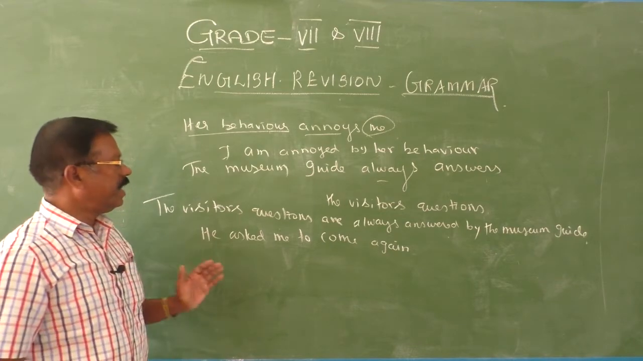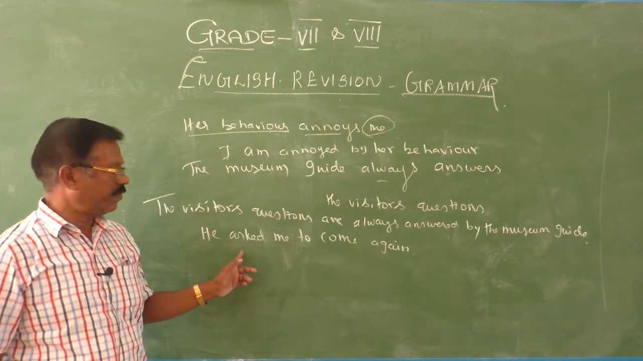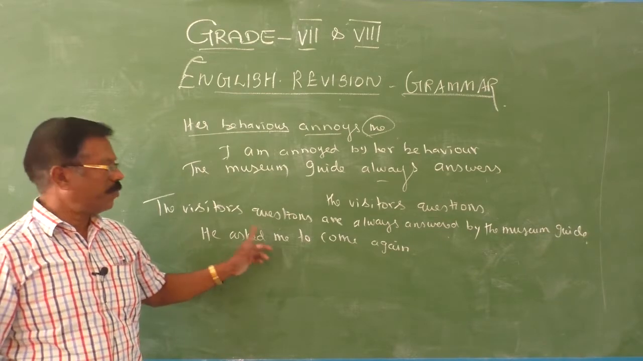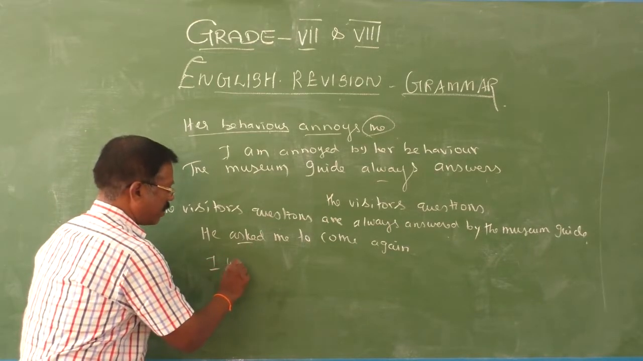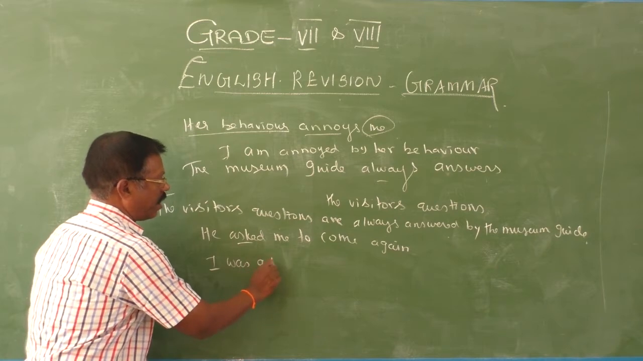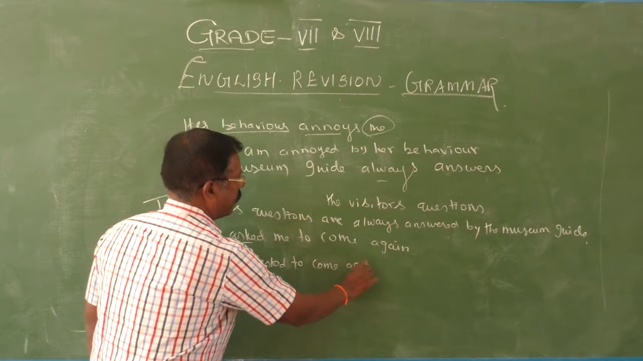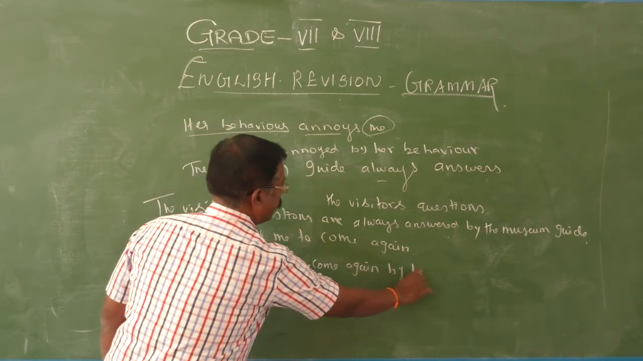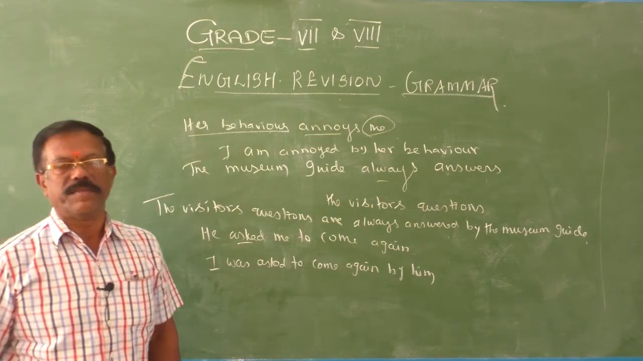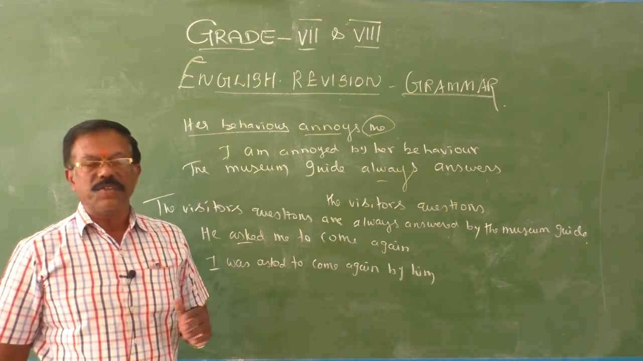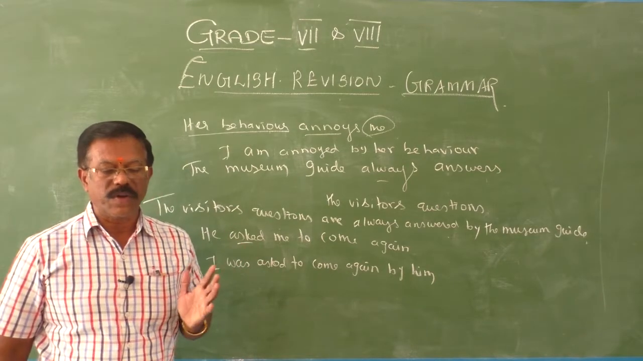Okay, fine. He asked me to come again. He is the subject, asked is the verb, me is the object. It should be changed into I. Asked becomes was asked, because it is past tense. I was asked to come again by him. Okay, so in this way, you can change the given statements from active to passive form.